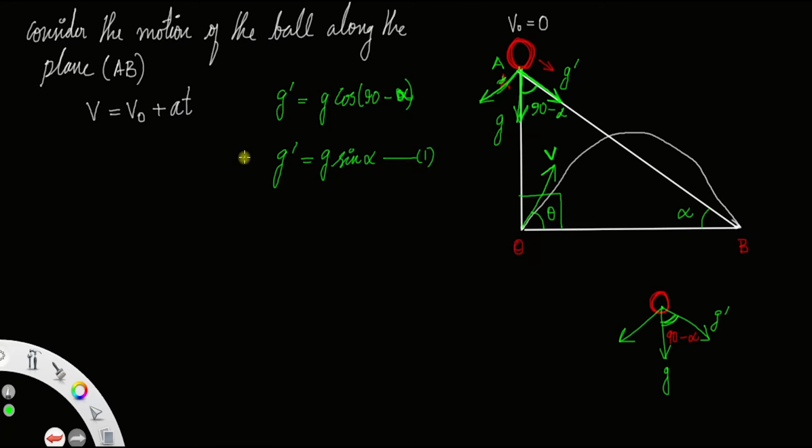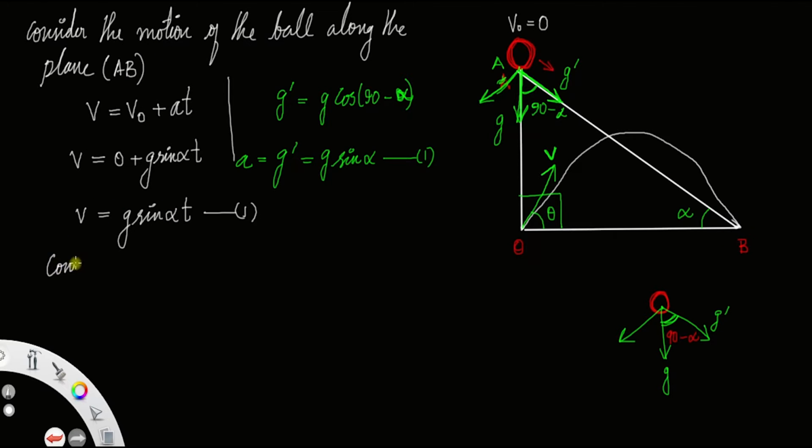So this is our acceleration a. We only have one acceleration a, which is g dash, the acceleration along the plane, equal to g sin alpha. Now let us substitute this value in here. So v is equal to, initial velocity is 0, acceleration is g sin alpha times t. So v equal to g sin alpha times t. Call that equation number 1. Clear? Now, this is the motion of the ball along the plane.